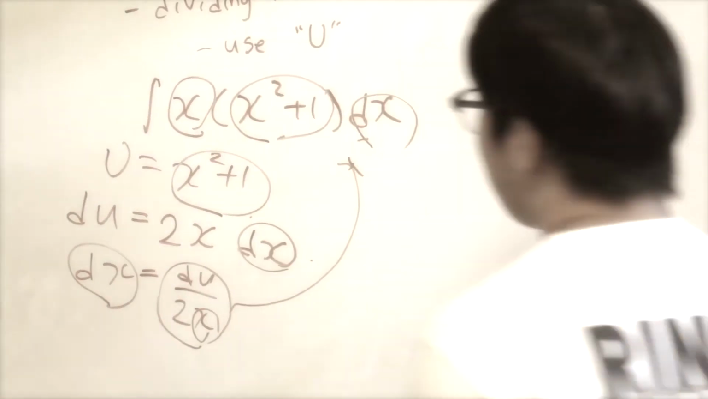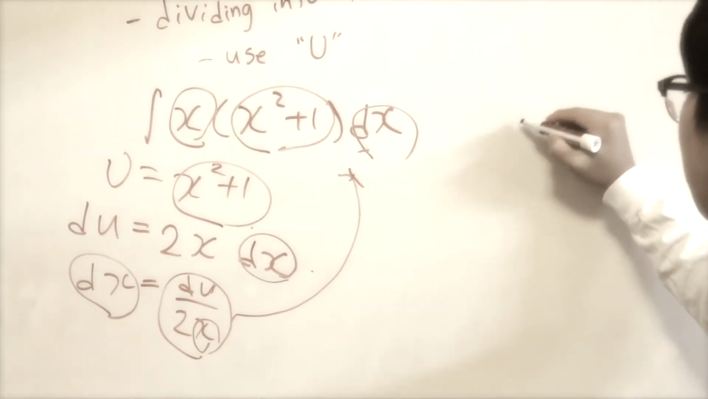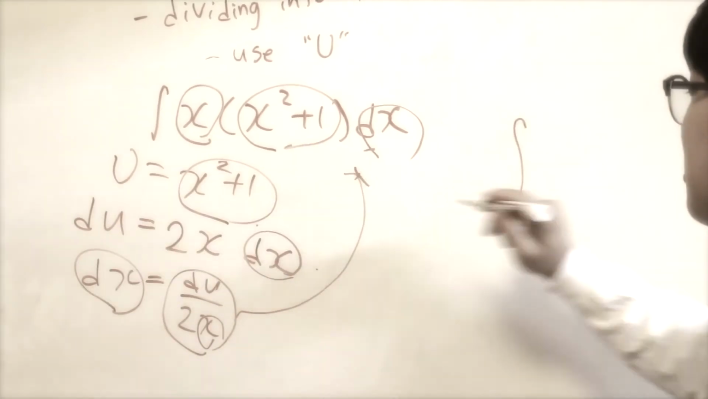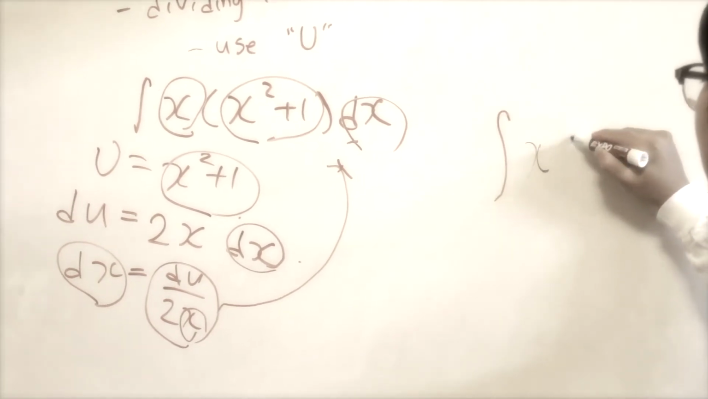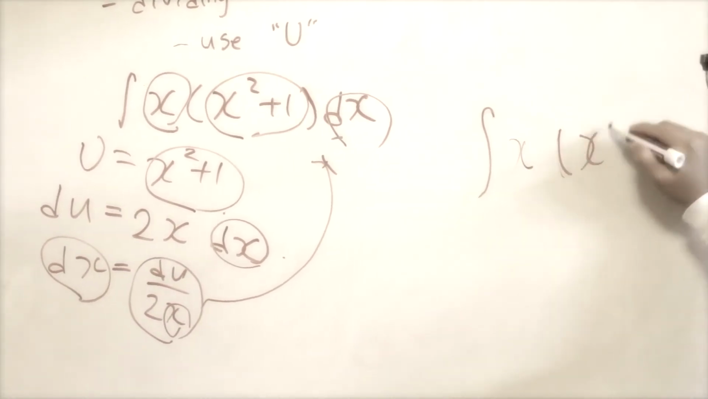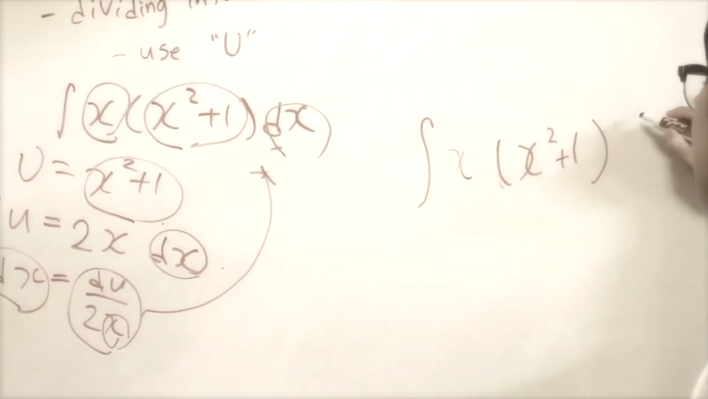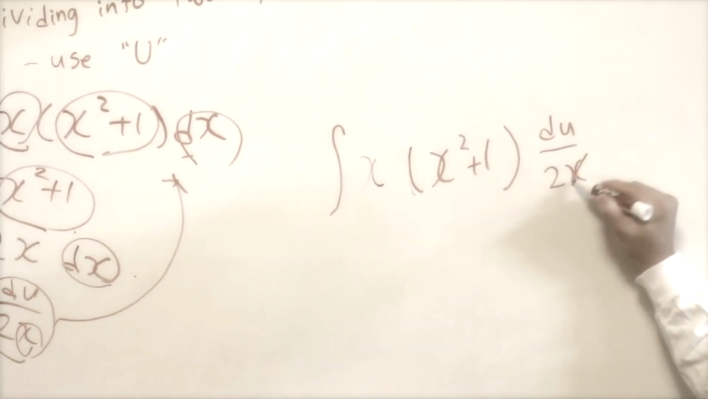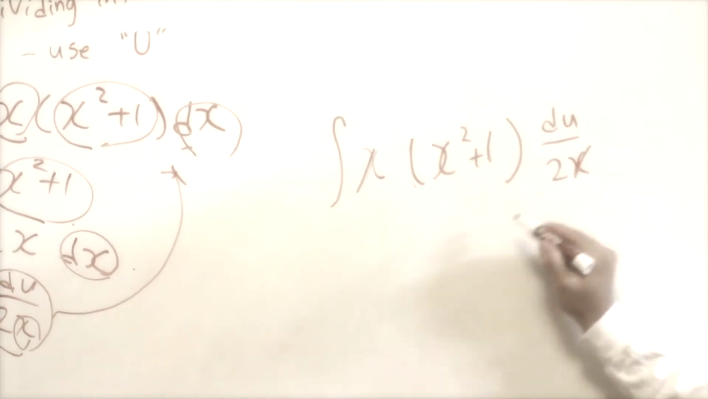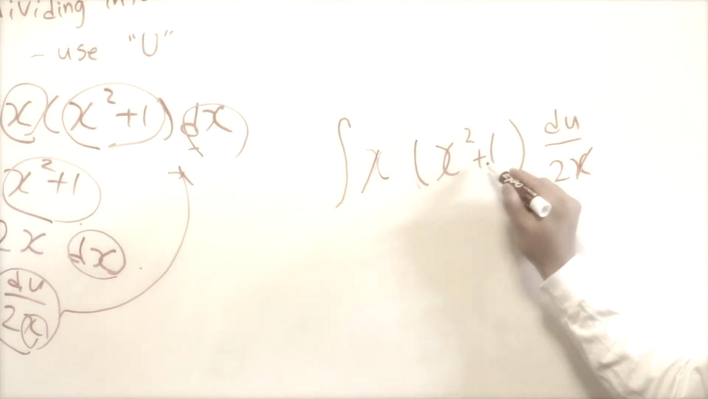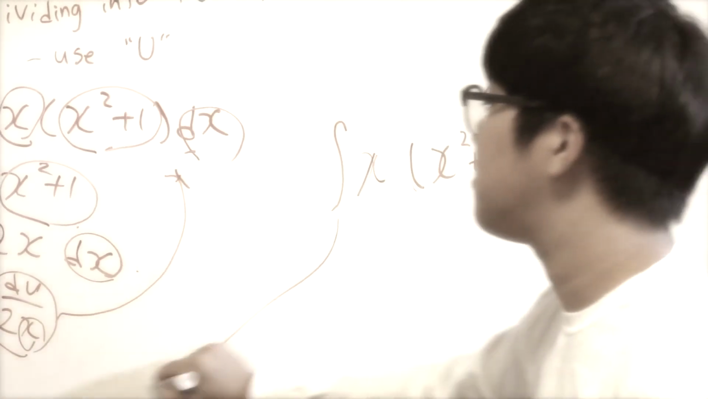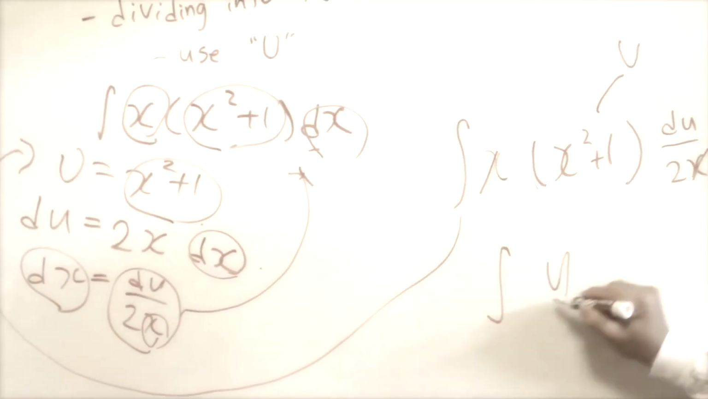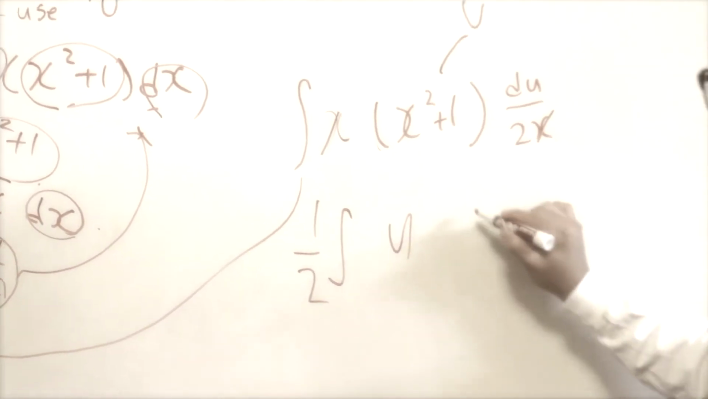So the equation becomes like this. When you plug the dx into this, it's x squared plus 1 times du over 2x. So the x gets cancelled and it becomes a simple equation where this becomes u, where I substitute it here. So the equation becomes 1/2 times u du.